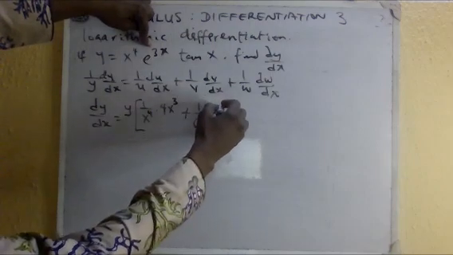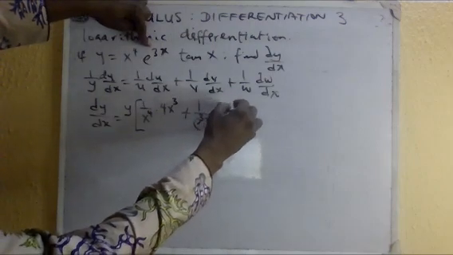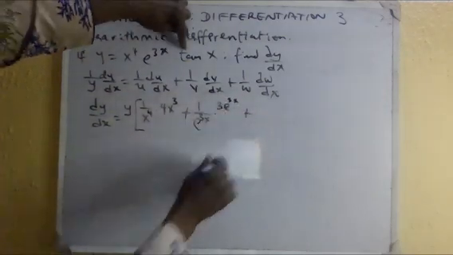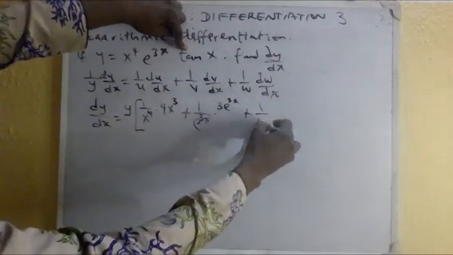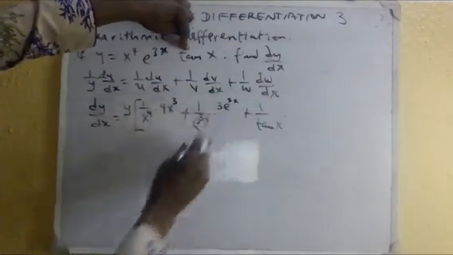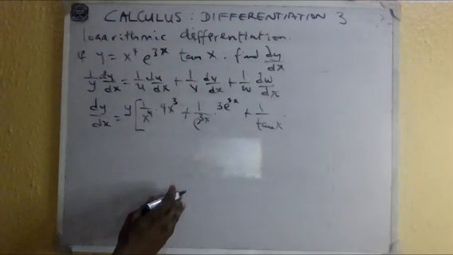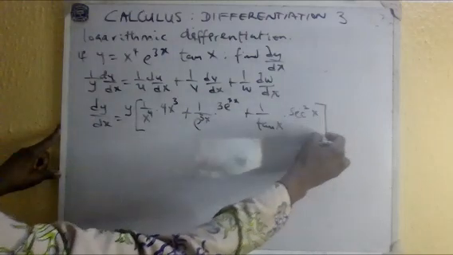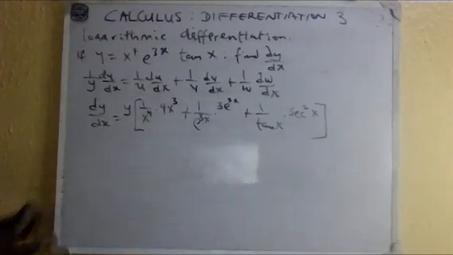Then I come here, it is 3e^(3x), that differentiation. Plus, again, this one, 1 over tan x. Then this one is sec squared x, sec squared x, close bracket. So we are progressing.